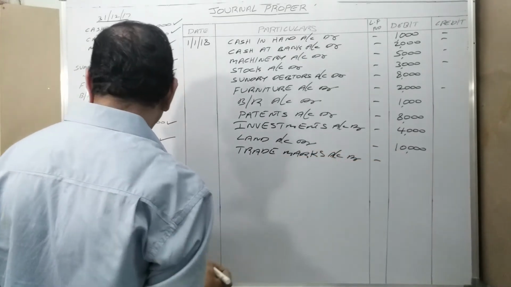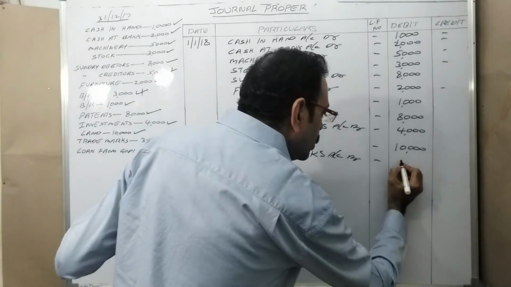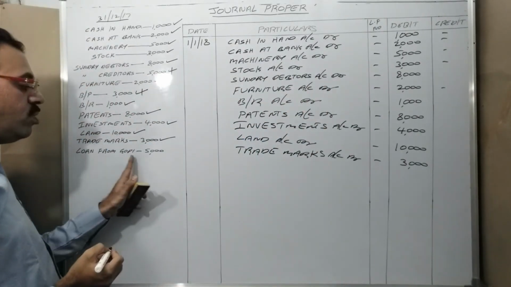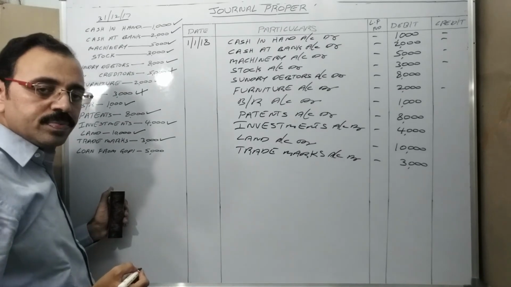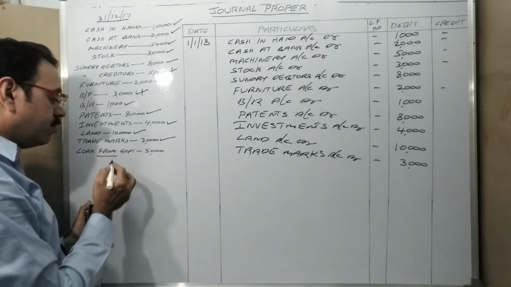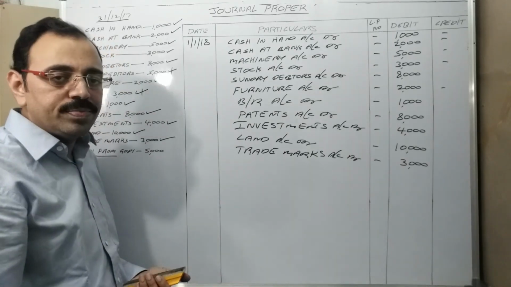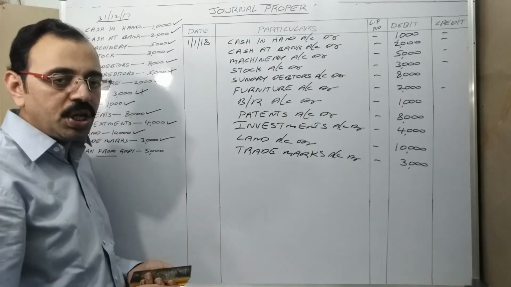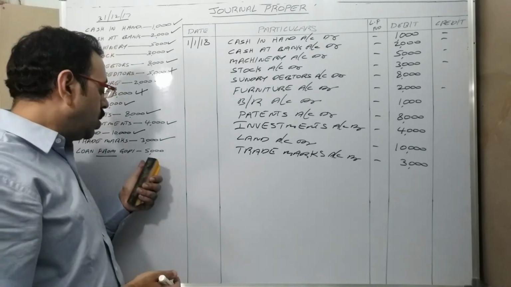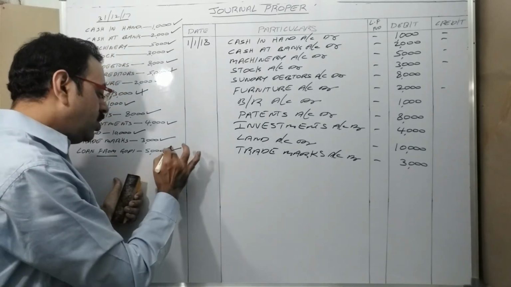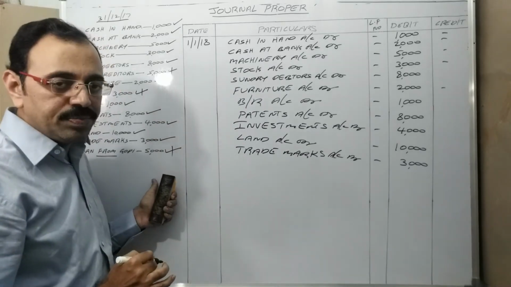Trademarks, account debtor, 3,000 rupees. Then loan from Gopi. Loan from Gopi means what? We are taking a loan from Gopi. So from the firm's point of view, we should always think this way. Therefore, to the firm, this is a liability. Therefore, we should credit it.